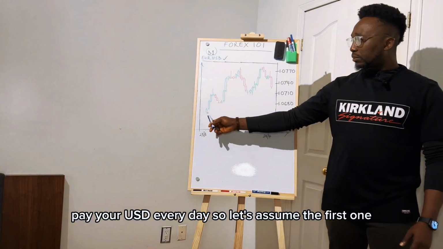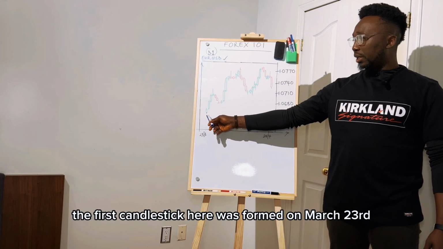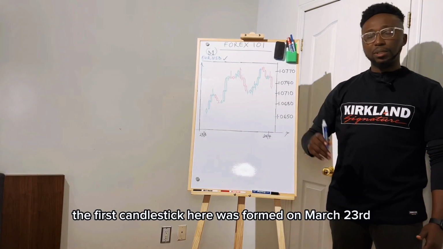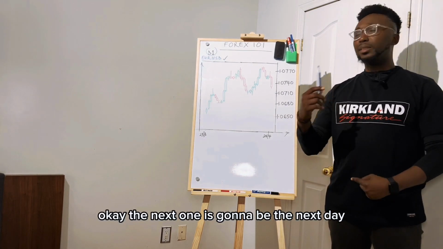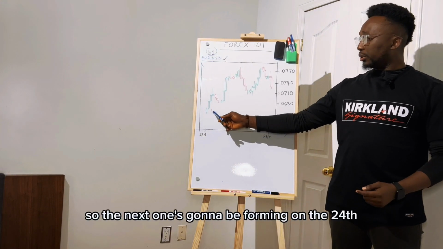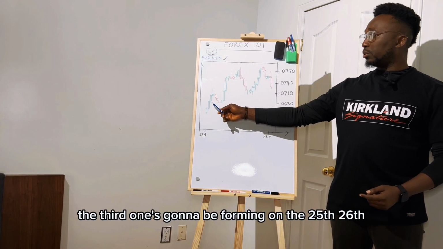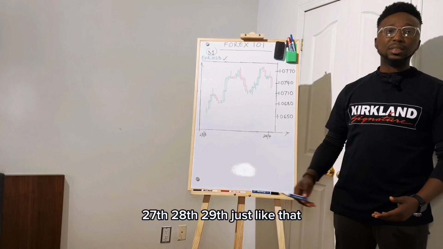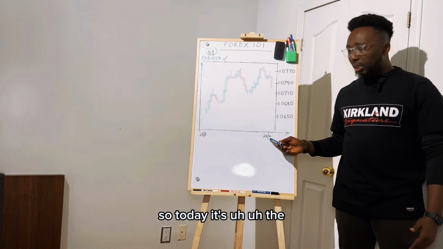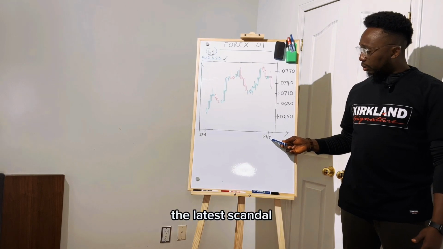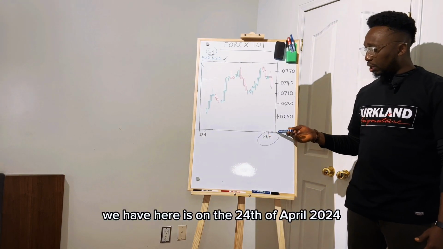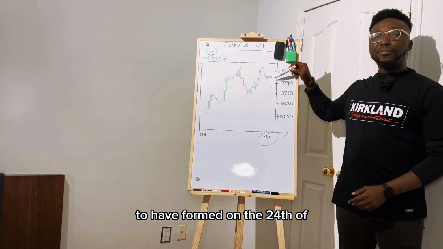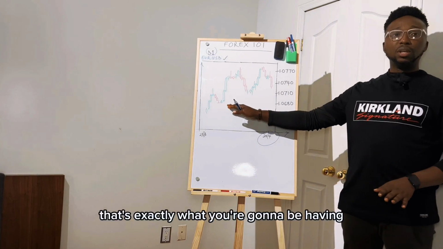So let's assume the first candlestick here was formed on the 23rd of March. Going by the fact that this is a daily chart, the next one is going to be forming on the 24th, the third one on the 25th, 26th, 27th, 28th, 29th, just like that. So today, the latest candle we have here is on the 24th of April 2024. So we have this candlestick formed on the 24th. Basically, that's exactly what you're going to be having.